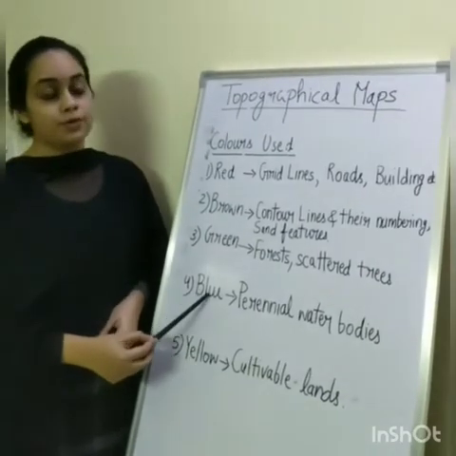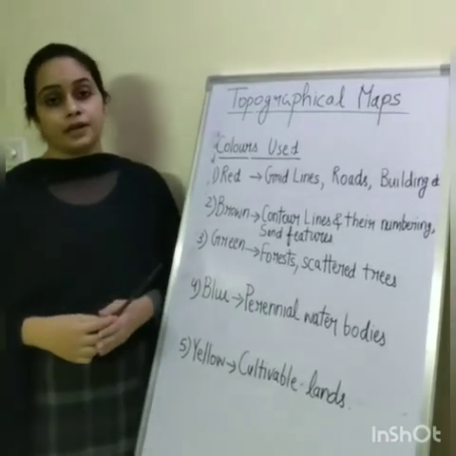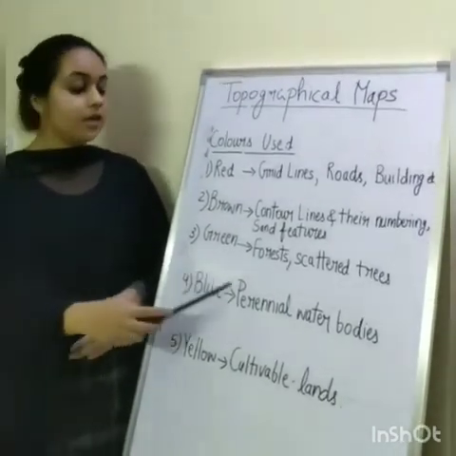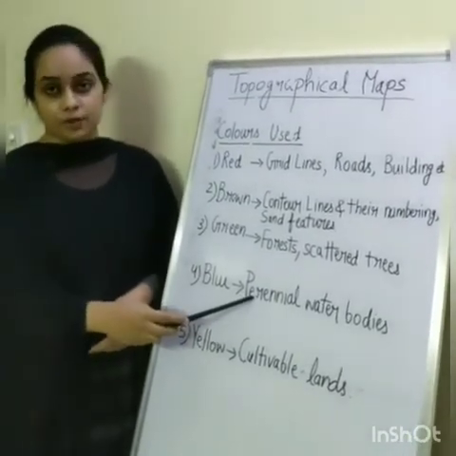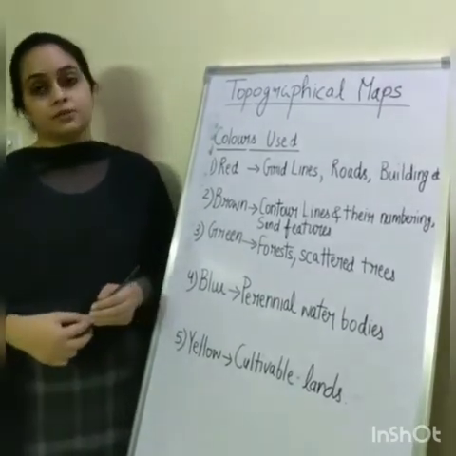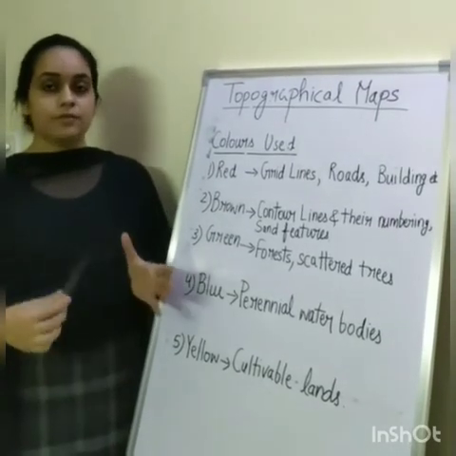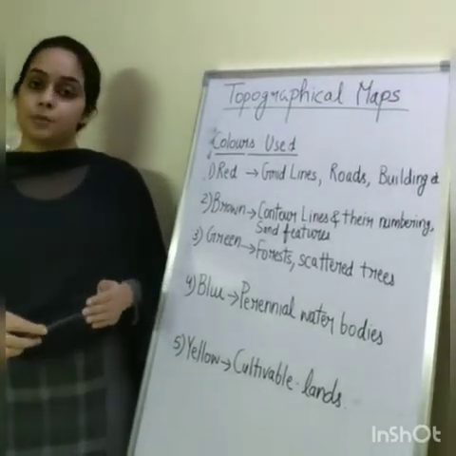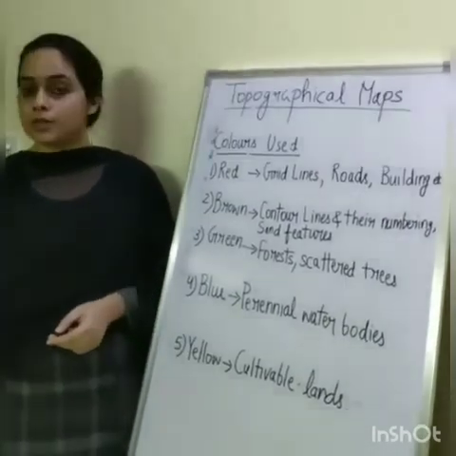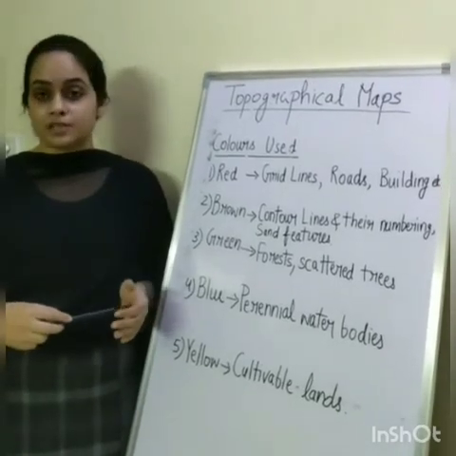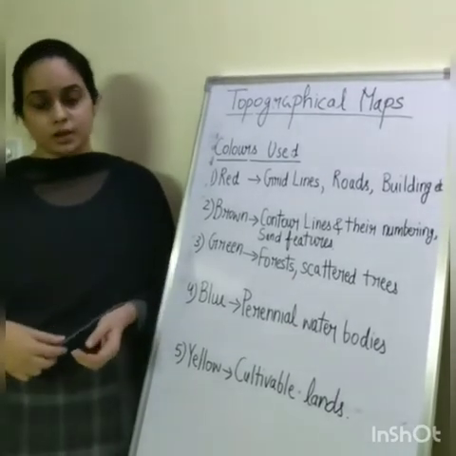Then blue. Blue color shows perennial water bodies. Water bodies may be of two types, perennial or dry or seasonal. Those water bodies in which water is present throughout the year are perennial water bodies. Water bodies means rivers, lakes, ponds, wells, all these are water bodies. Take an example of river. A river may be perennial or seasonal. Perennial means those rivers in which water is present throughout the year, and seasonal means water is present in them only during the rainy season, and for the rest of the year they remain dry.